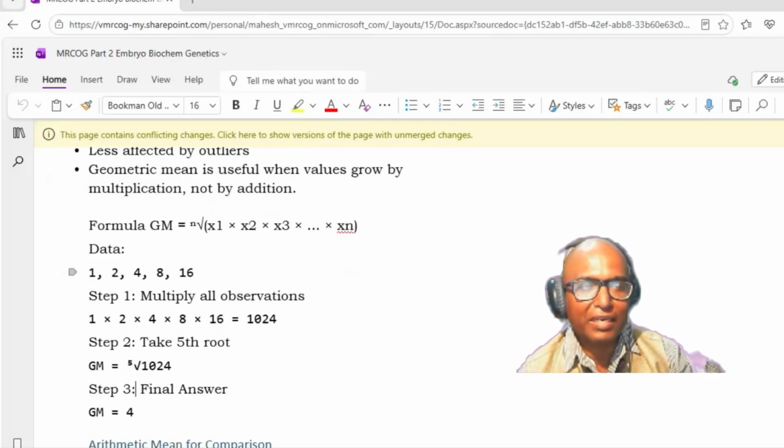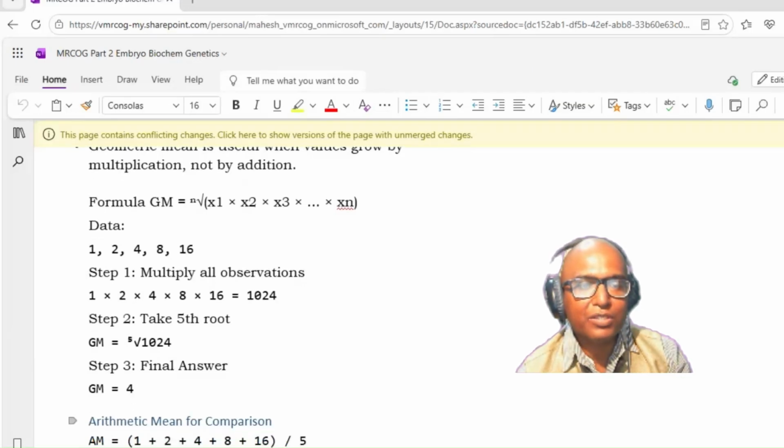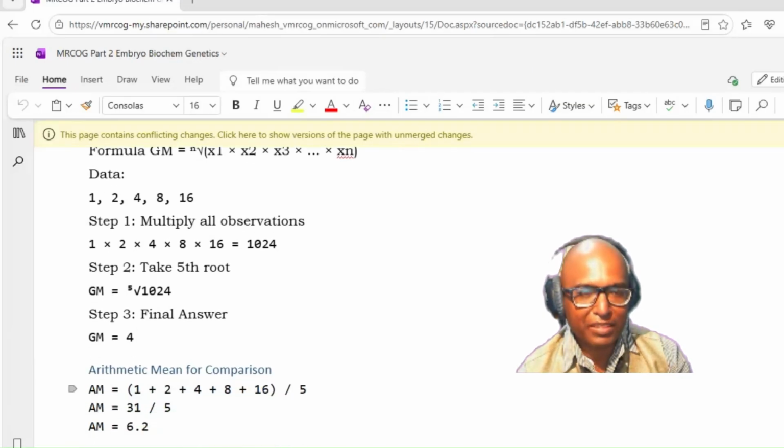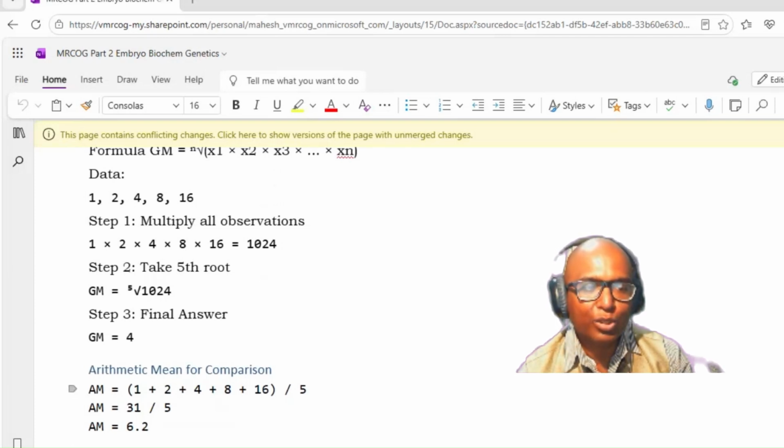Now calculate the arithmetic mean of this. 8 plus 2 is 10, plus 5 is 15, plus 16 is 31. 31 divided by 5 comes to around 6 point something, 6.2. So when you calculate the arithmetic mean, you get 6.2, but when you calculate the geometric mean, you get 4.